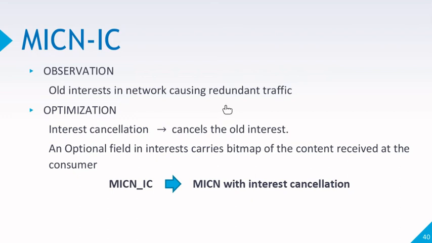Although we were able to achieve maximum throughput and get back linearly independent content with each interest that we were sending out in the network, we observed that the old interests in the network were causing a lot of redundant traffic. In order to reduce this redundant traffic, we introduced a variant of this protocol, which we call MICNI, or MICN interest cancel. It cancels these old interests by adding an optional field in the interest that carries a bitmap of the content that has already been received at the consumer node.